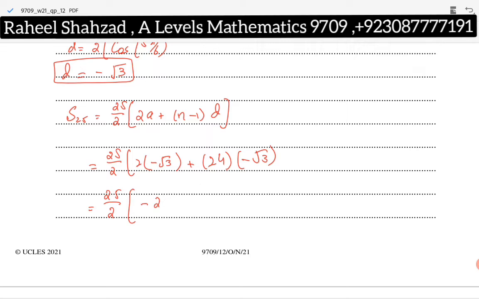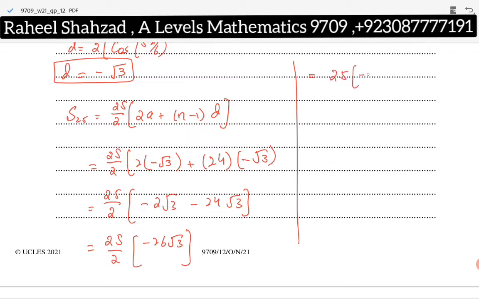So eventually this becomes 25 by 2 into minus 2 root 3 minus 24 root 3. So that is equal to 25 by 2 into minus 26 root 3. So that makes it 25 into minus 13 root 3, that is equal to minus 325 root 3. So the sum of 25 terms is equal to minus 325 under root 3.